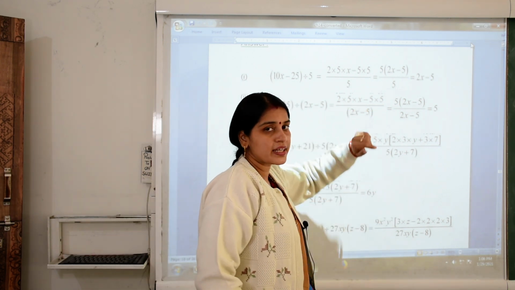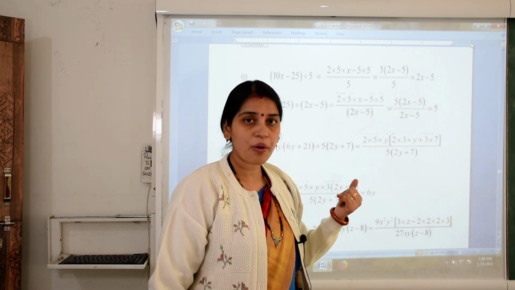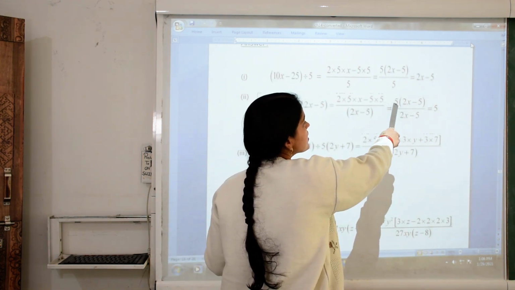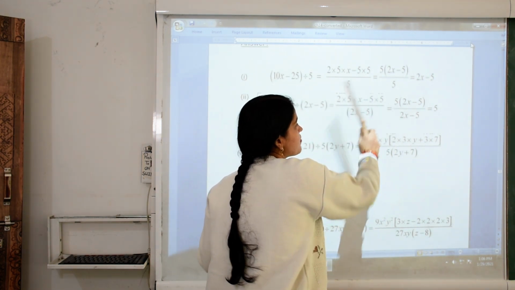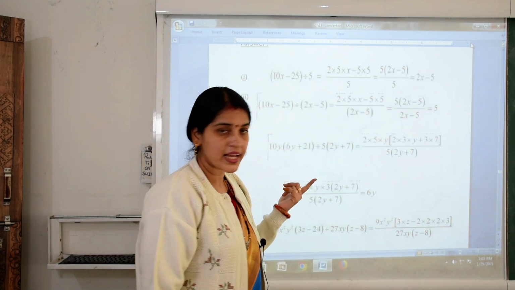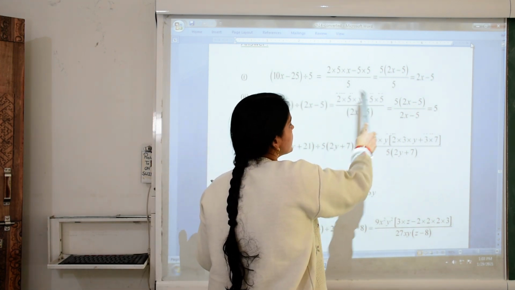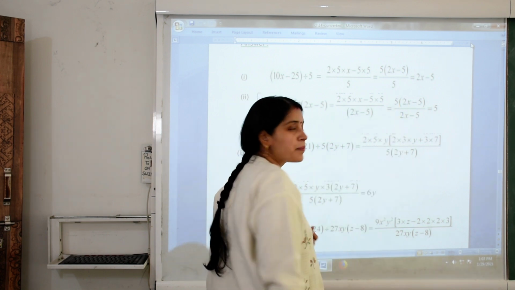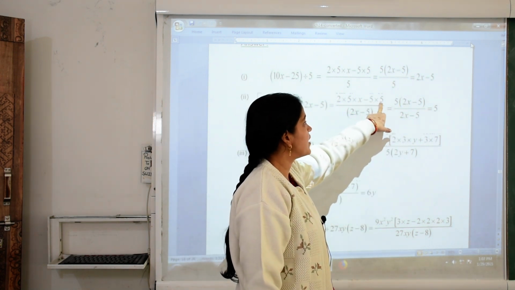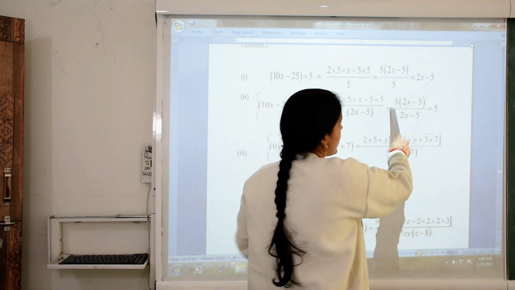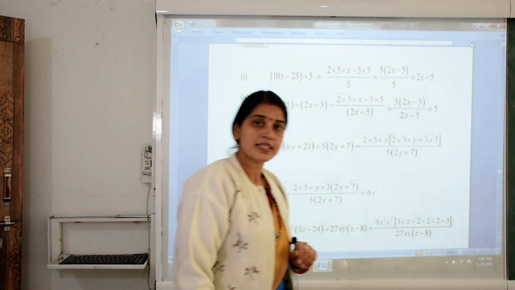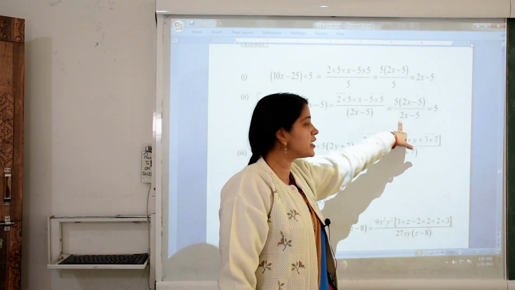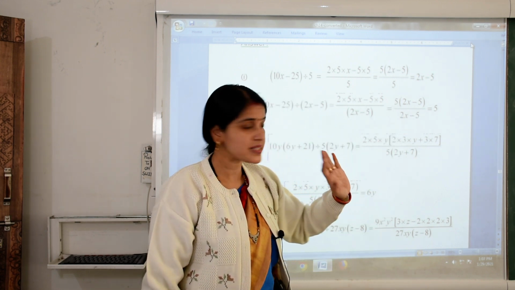Now in the numerator, we can take a common factor. Here the common factor is 5, because 5 is present in both terms. So we take 5 common. Here 2x is left, minus, and 5 is left. So 5 into bracket 2x minus 5. And in the denominator we already have 2x minus 5.